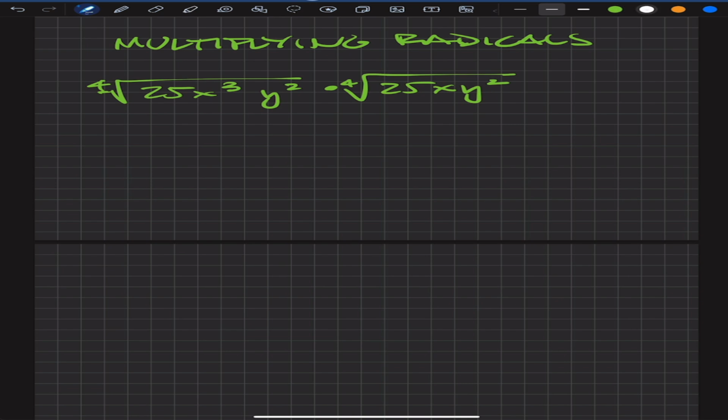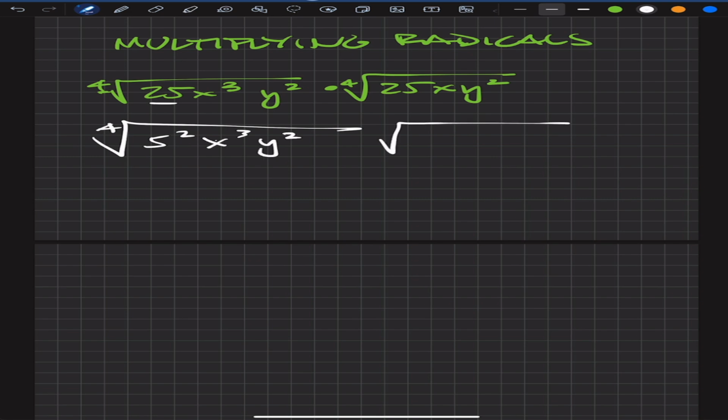So I'm going to actually change something. You don't have to do it this way if you don't want to, but I'm going to leave this here. I'm going to rewrite this 25 as 5 squared. I'm going to leave everything else alone until I get to the second radical. This is also a fourth root, and I'm going to write this 25 as 5 squared.